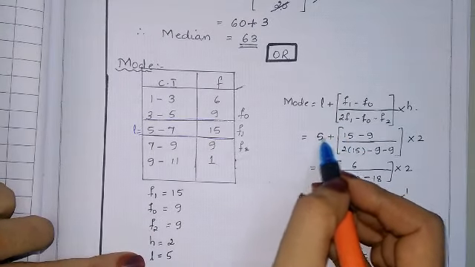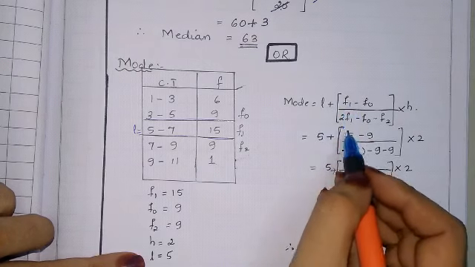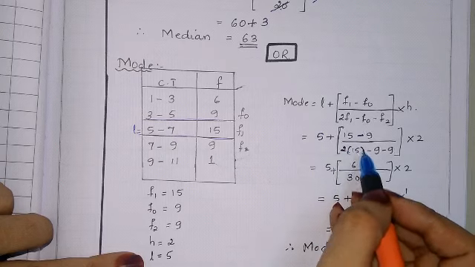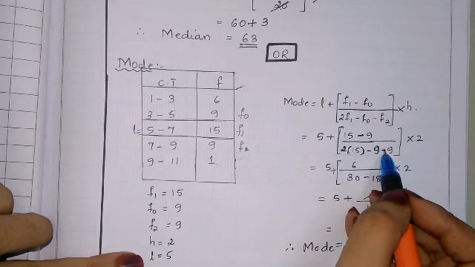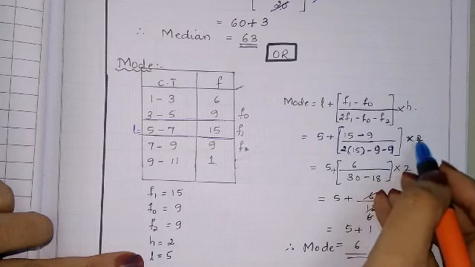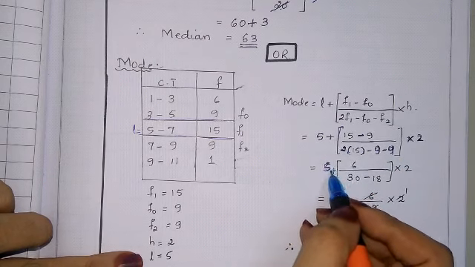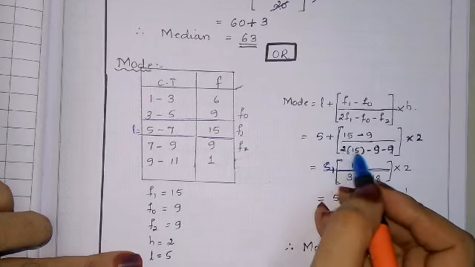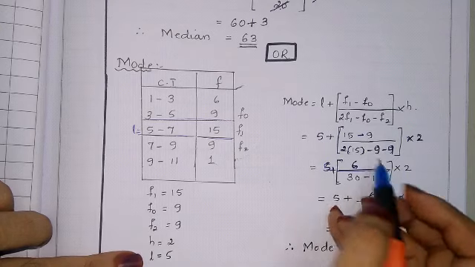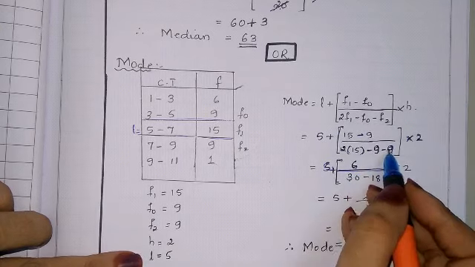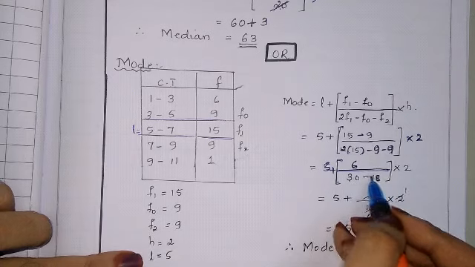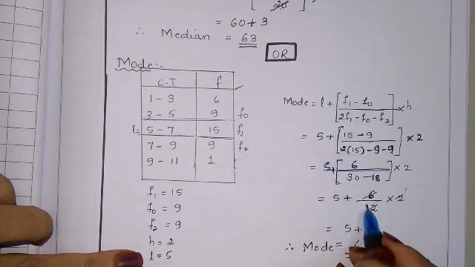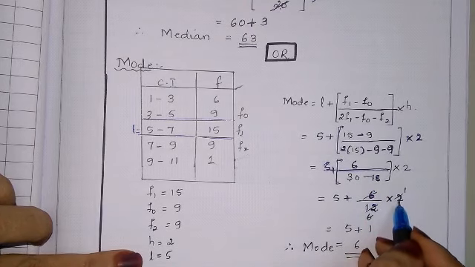L 5 plus f1 15 minus f0 9 upon 2 into f1 15 minus f0 9 minus f2 also 9, into 2. 5 outside as it is plus 15 minus 9 is nothing but 6. These two multiplying, these two adding, because minus minus is plus. 15 2s are 30, 9 plus 9 is 18, but the sign is minus. 5 plus 6 upon 30 minus 18 is 12, into 2.